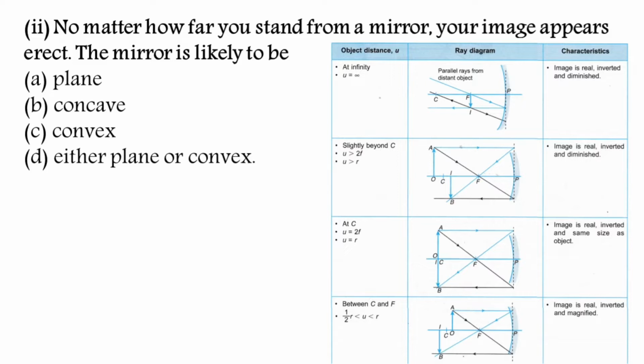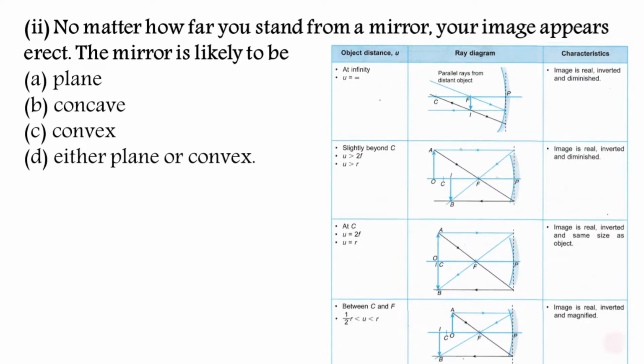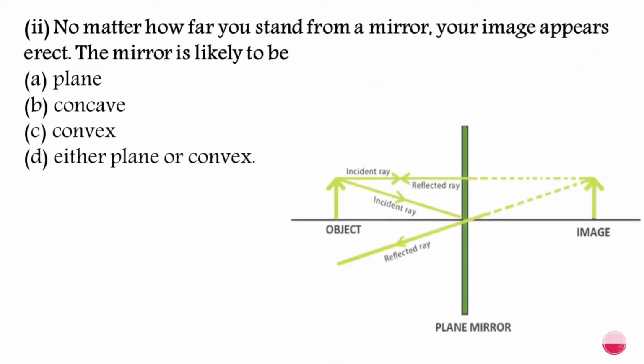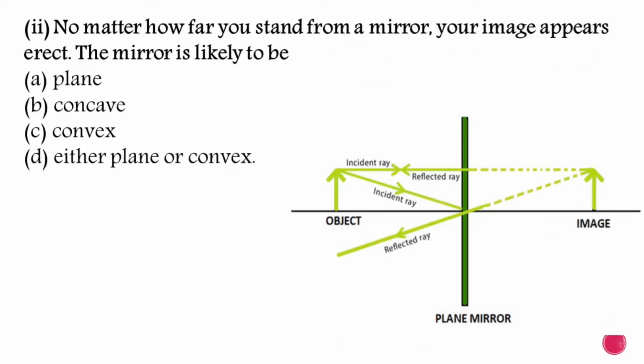So, however far you stand from the mirror, the image appears to be erect. Hence, the mirror is not going to be a concave mirror. And we have also learned that in a plane mirror also, the image formed is always erect. So, the answer here can be either plane or convex. Why is it said so? It is because the size of the image is not given. If it was given as same size, we could have confirmed it as plane. But since the size is not given, we have to go for plane or convex.